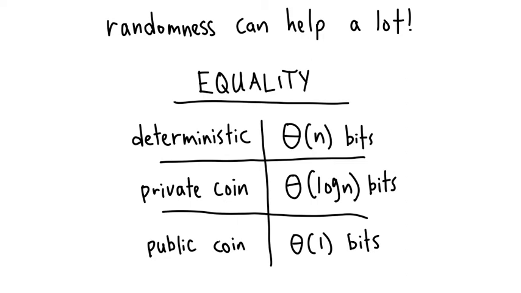For the specific case of equality, you have exponential savings in the private coin setting, and only a constant number of bits are used in the public setting. So this concludes our review.